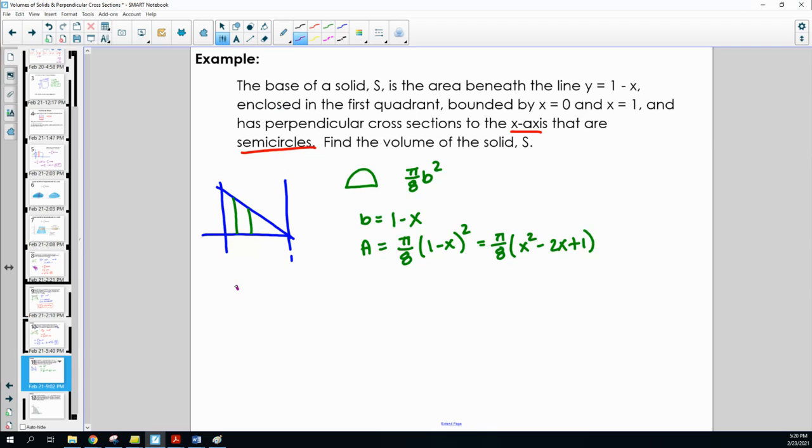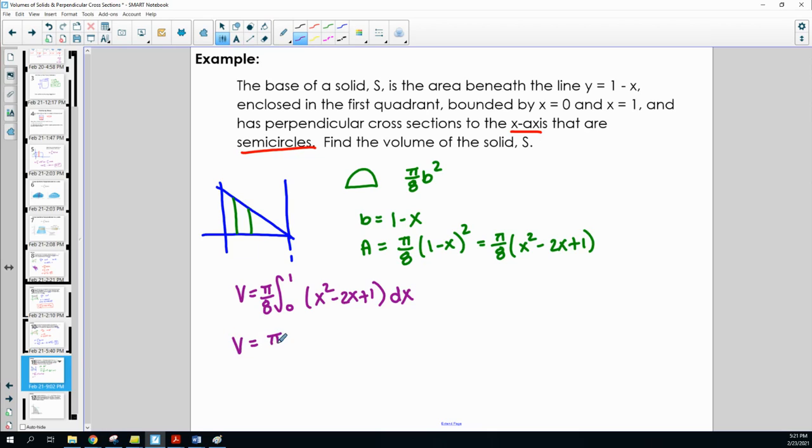So for my volume, I'm going to have the integral from 0 to 1 of the area. And since I have this pi over 8, that's a constant, I'm actually just going to pull that outside to begin with. So the volume is equal to pi over 8 times the integral from 0 to 1 of the area, which is x squared minus 2x plus 1, times the width, which is dx.